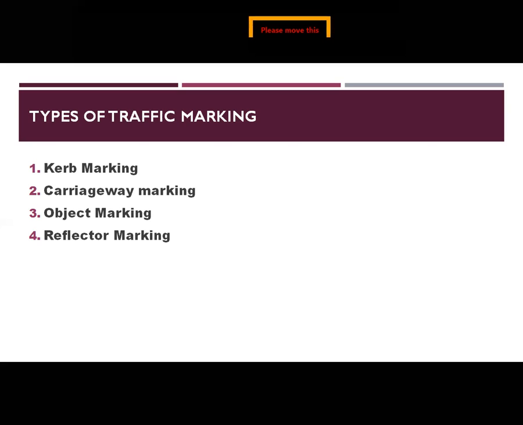The carriageway marking is important when the driver must stop or reduce speed, or when he must not change lanes at many points. Object marking: if there are some objects adjacent to or near the road, they must be marked to avoid collision.